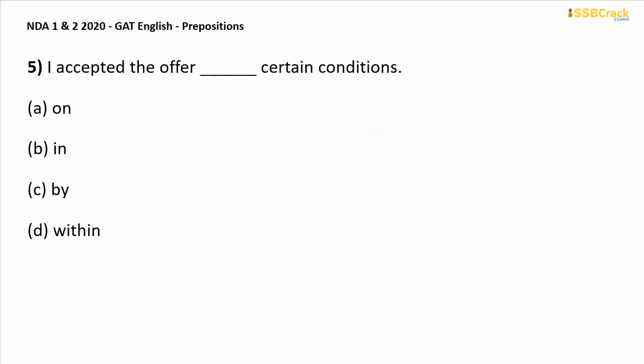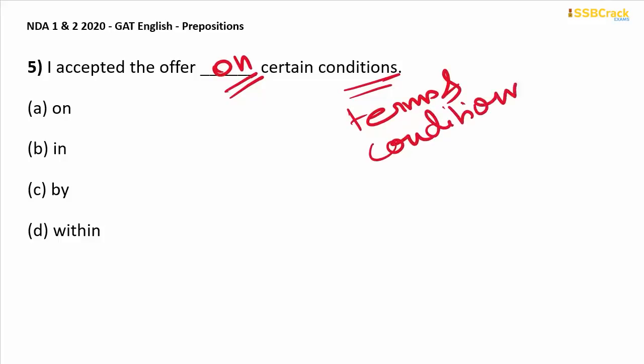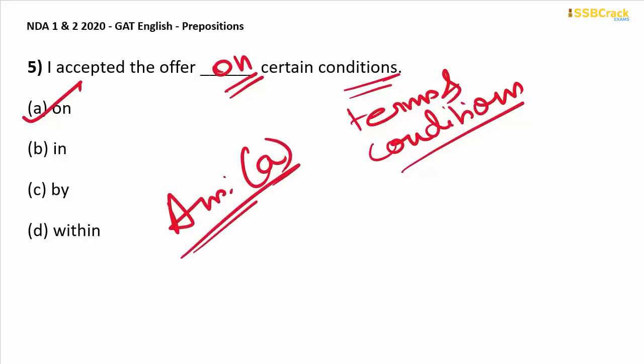I accepted the offer dash certain conditions. Obviously, so many of you already know that, and we already use this in our, again, daily conversations. I accepted the offer on certain conditions. Okay, so on is the appropriate preposition to use on certain conditions, where here conditions means certain terms and conditions. So here option A is your answer. So whenever you're speaking in terms of terms and conditions, on should always be used.